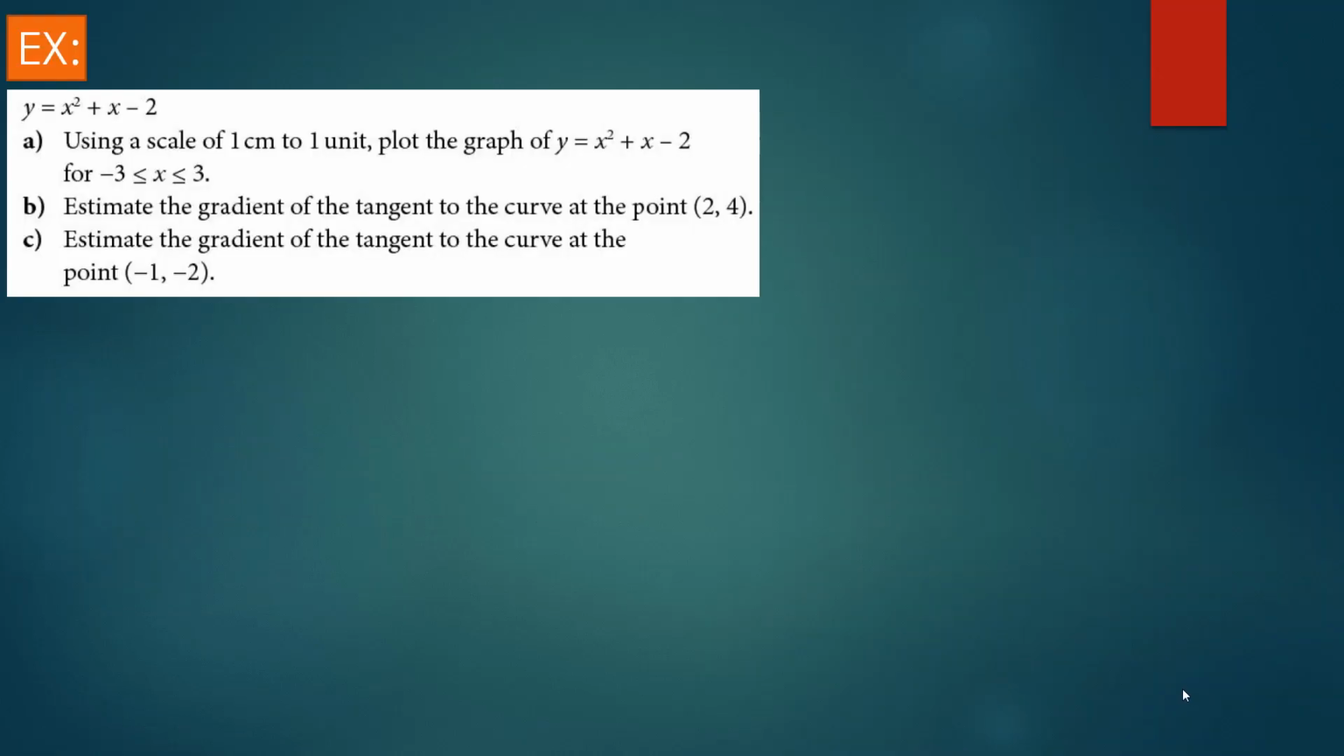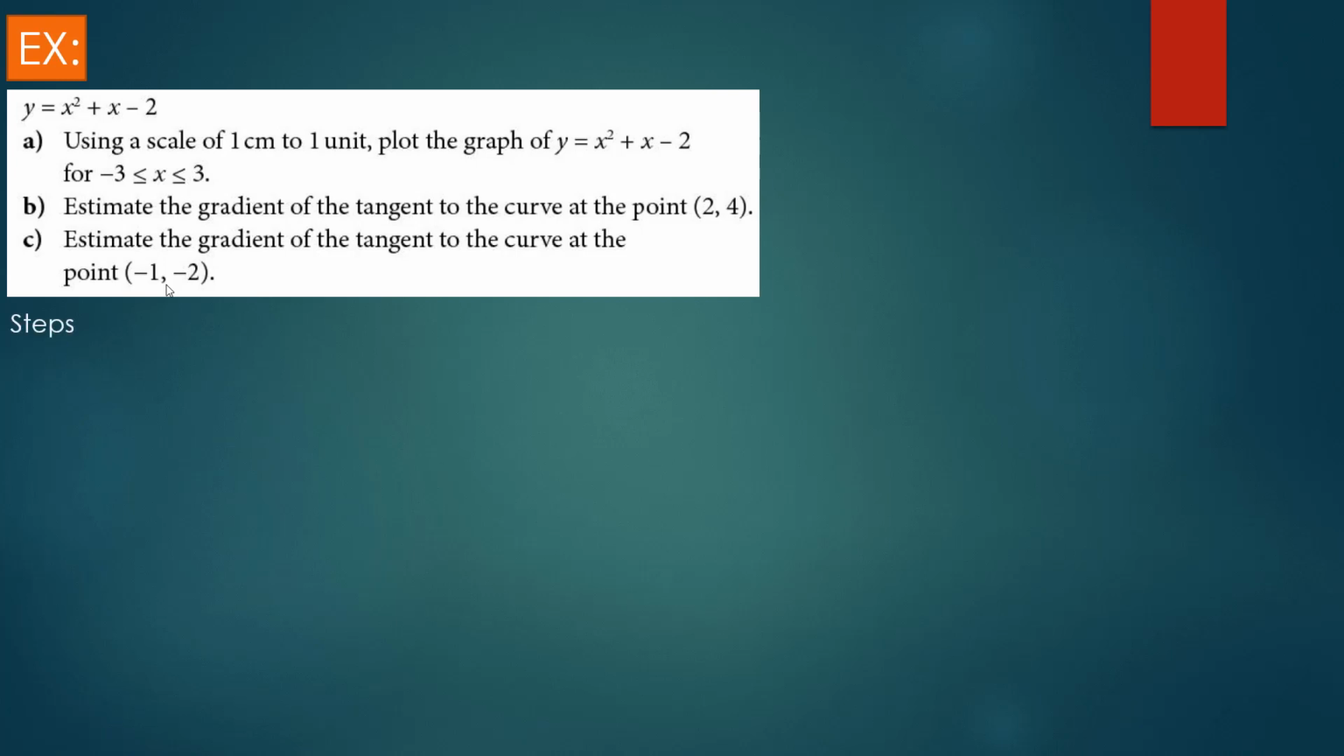Y is equal to x squared plus x minus 2. First question says to use the scale of 1 centimeter to 1 unit to plot the graph of y is equal to x squared plus x minus 2, for x between 3 and minus 3. Estimate the gradient of the tangent to the curve at the point 2, 4, and estimate the gradient of the tangent to the curve at the point minus 1, minus 2.